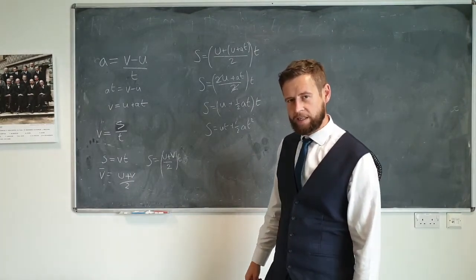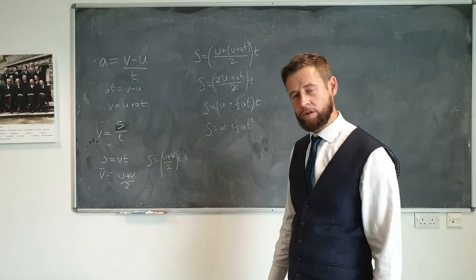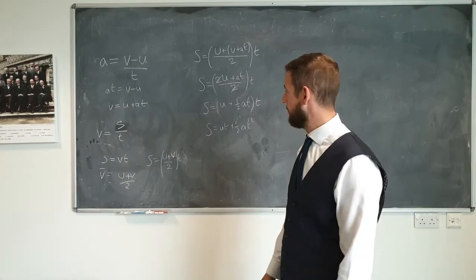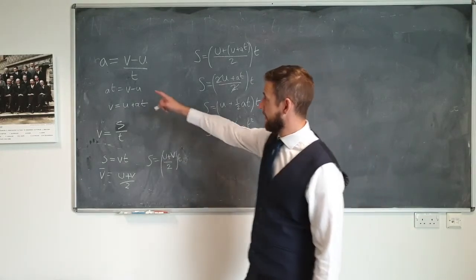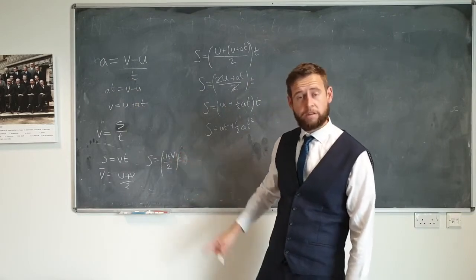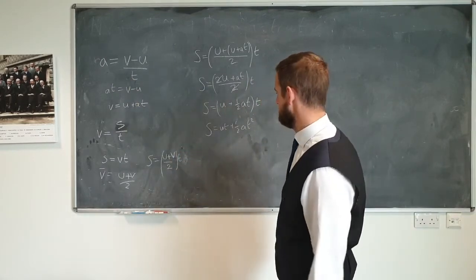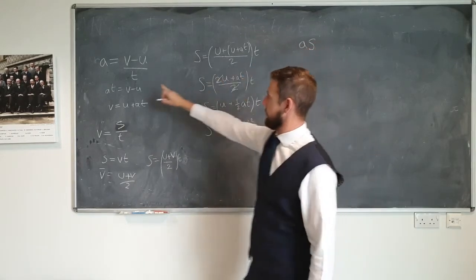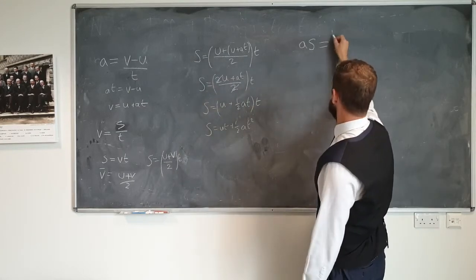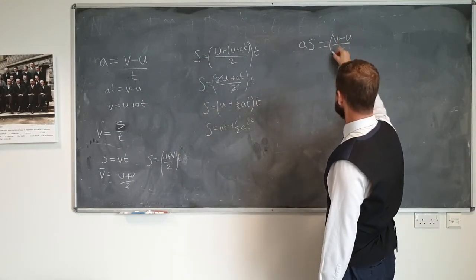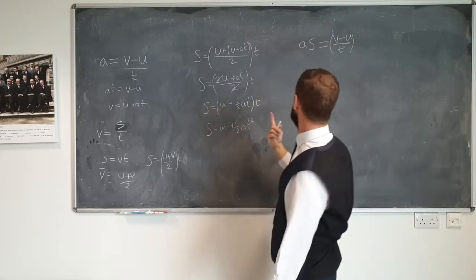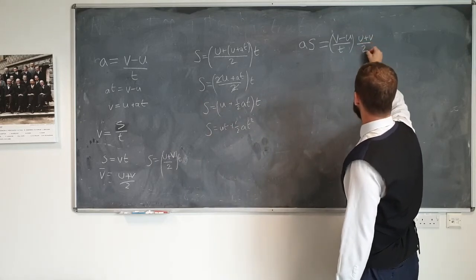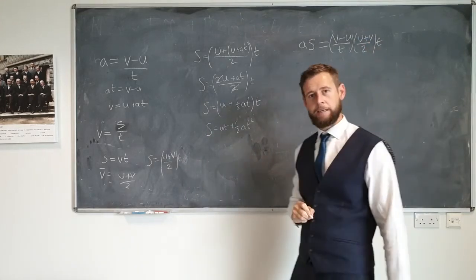And now, a chap called Evangelista Torricelli, he realised that the equations of motion were not complete, that there is in fact another equation of motion that is missing from here. And the way that we're going to do this is by literally taking this one, and we're going to just multiply them together, because we can do that sort of thing. So, we'll start just here, if you follow. As is going to be a, which is v minus u over t, multiplied by s. Where is it? Down here. u plus v over 2 times t.